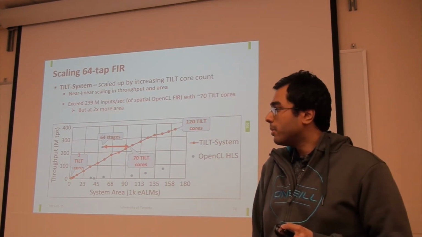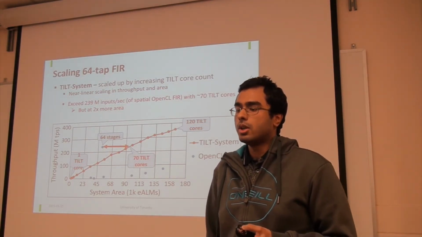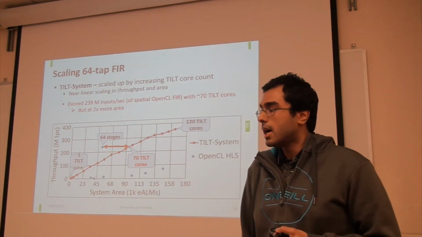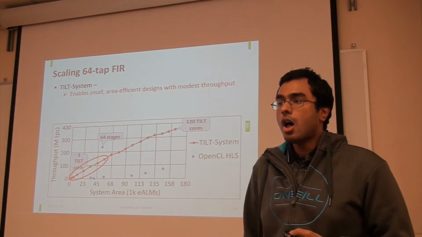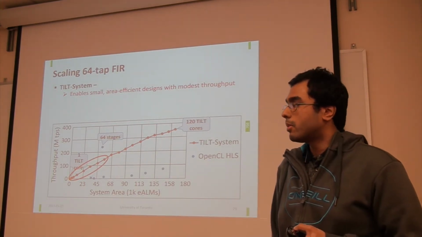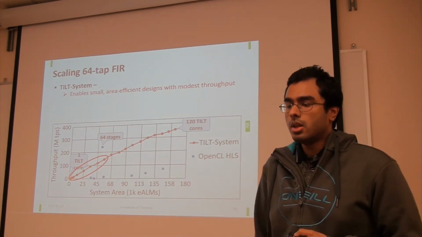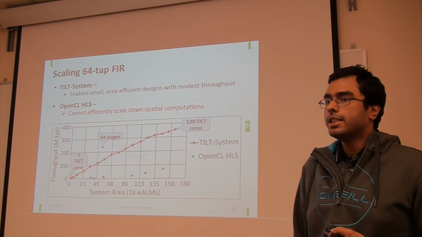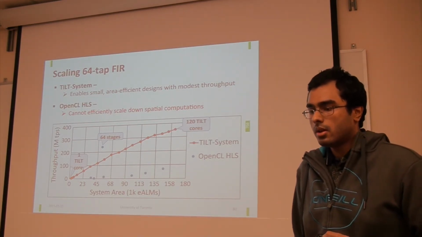We are also able to exceed the throughput of the spatial OpenCL FIR design with about 70 tilt cores, but at a cost of 2 times the area. The tilt system enables small area-efficient designs with modest throughput and is also capable of exploring throughput and area regions that OpenCL HLS cannot reach. And as you have shown, OpenCL HLS cannot efficiently scale down spatially pipelined computations.